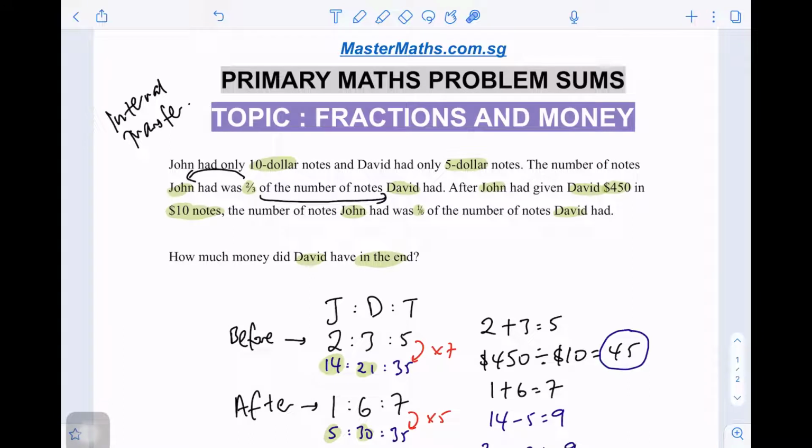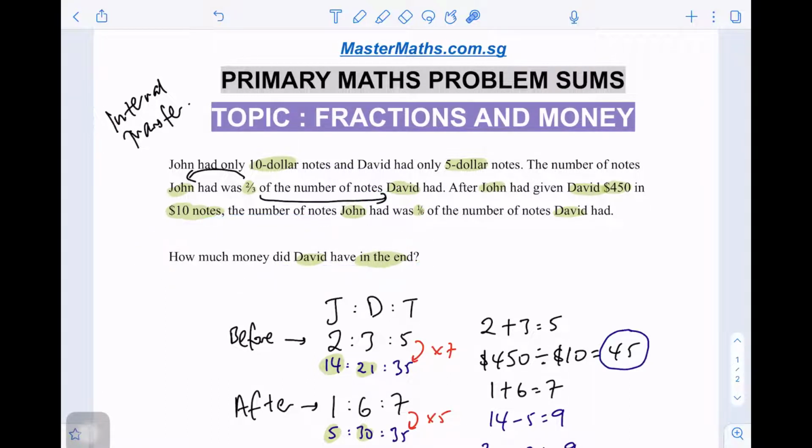John had only $10 notes and David had only $5 notes. The number of notes John had was 2/3 the number of notes David had. So John will be 2 units, David will be 3 units. After John had given David $450 in $10 notes, the number of notes John had was 1 out of 6 the number of notes David had. So John will be 1 part, David will be 6 parts. How much money did David have in the end?